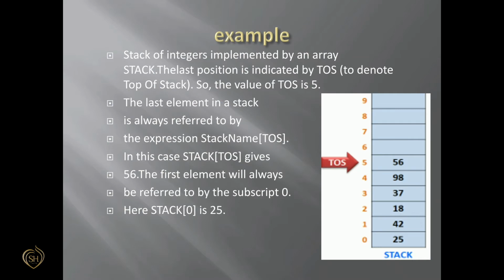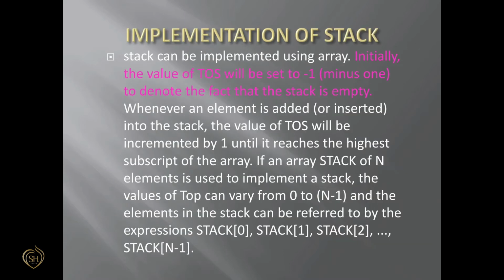Here is an example: a stack of integers implemented by an array called stack. The last position is indicated by tos, which denotes the top of the stack. So the value of tos is 5. The last element in a stack is always referred to by the expression stack[tos]. We know how an array is indexed. In this case, stack[tos] gives 56. The first element is always referred to by subscript 0. Here stack[0] is 25.